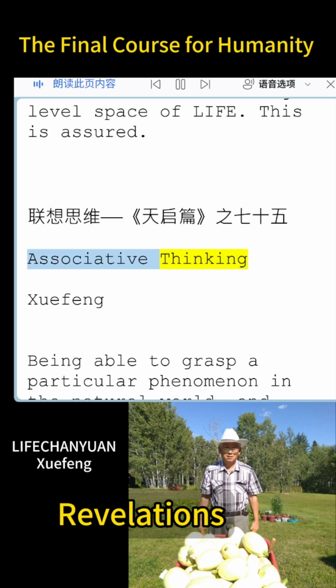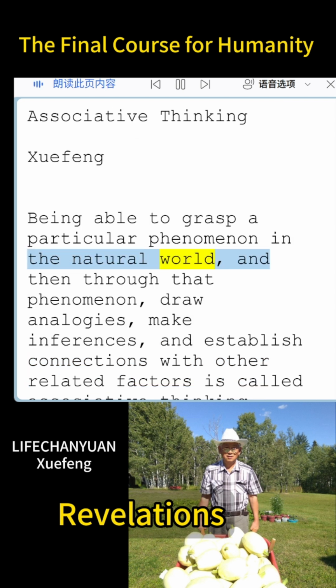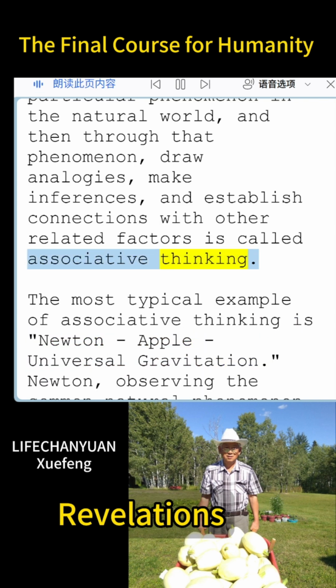Associative thinking. Being able to grasp a particular phenomenon in the natural world, and then through that phenomenon, draw analogies, make inferences, and establish connections with other related factors is called associative thinking. The most typical example of associative thinking is Newton, apple, universal gravitation.